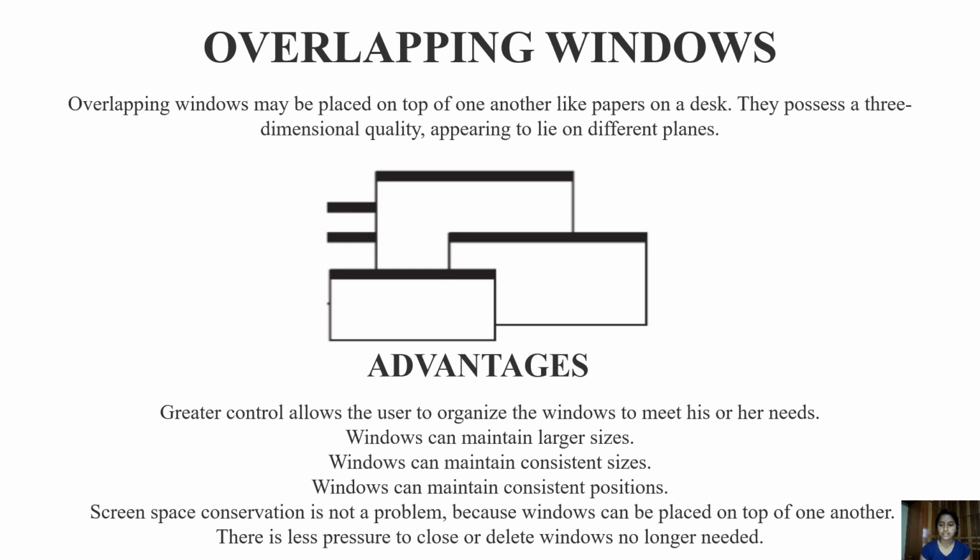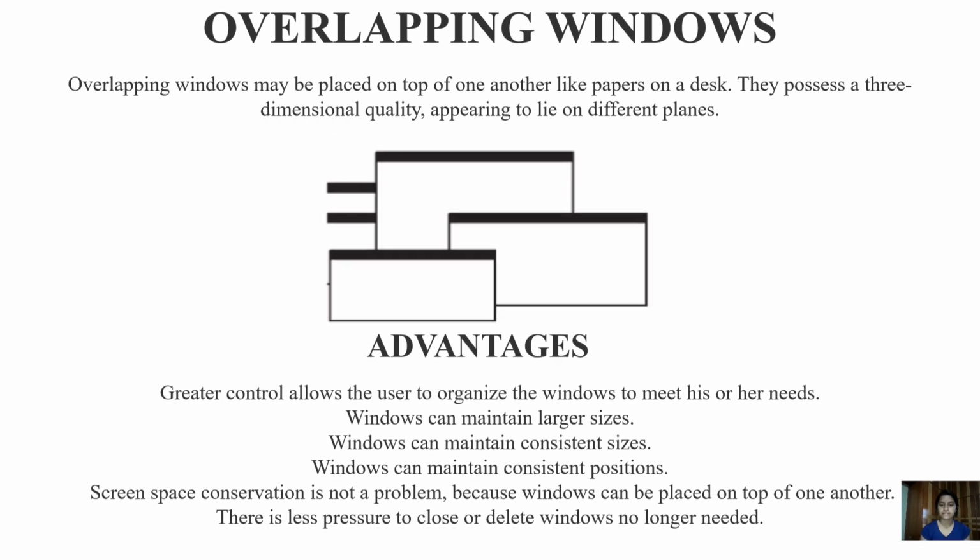Windows can maintain consistent sizes. Windows can maintain consistent positions. Screen space conservation is not a problem because windows can be placed on top of others, with less pressure to close or delete windows no longer needed.